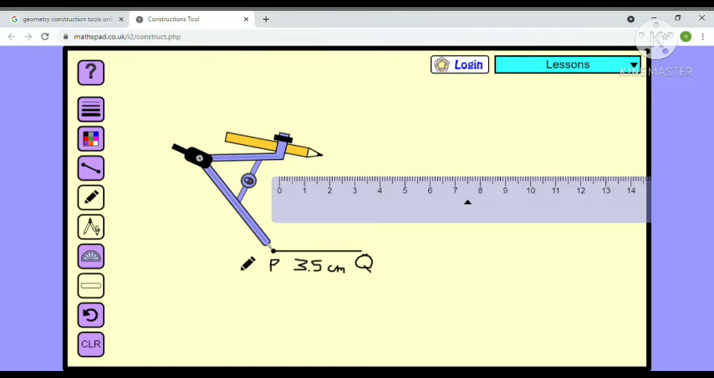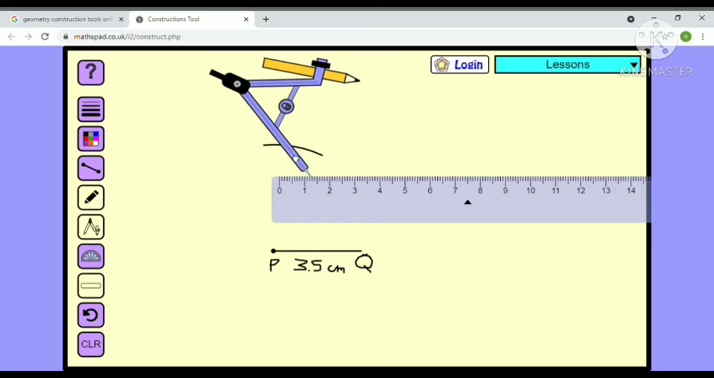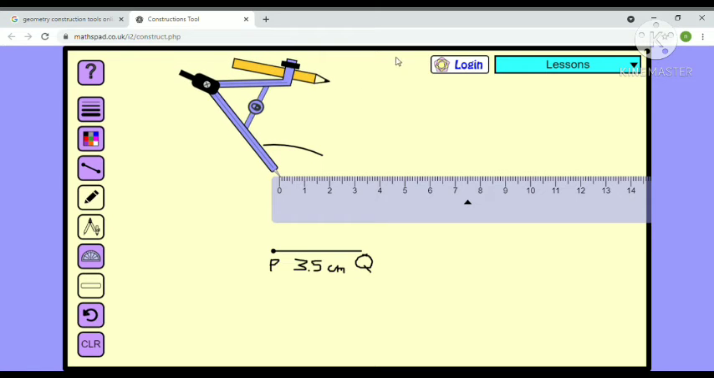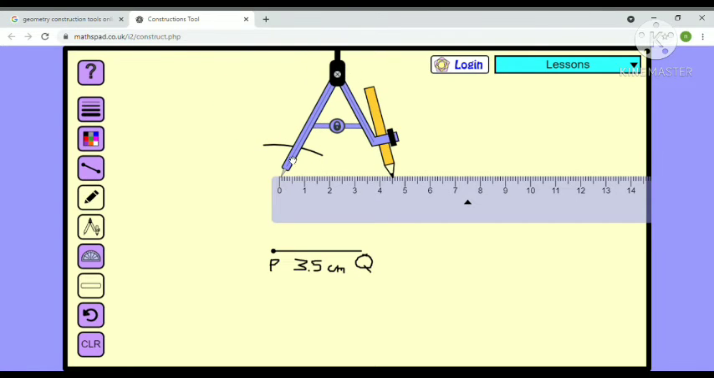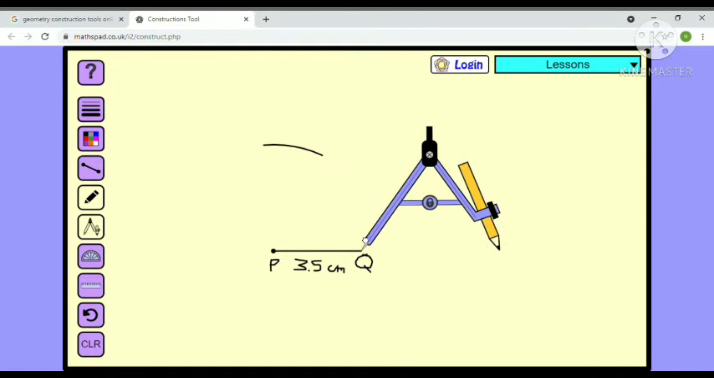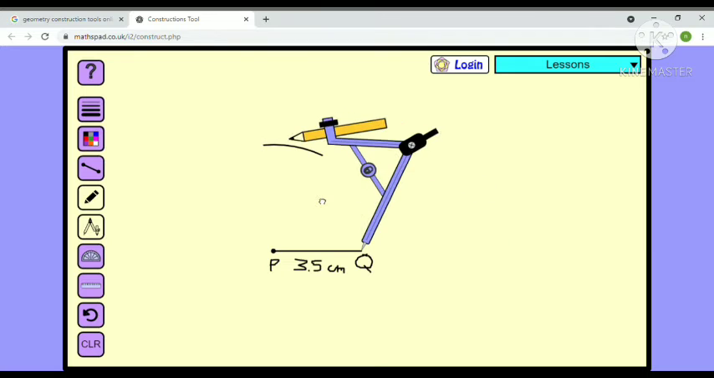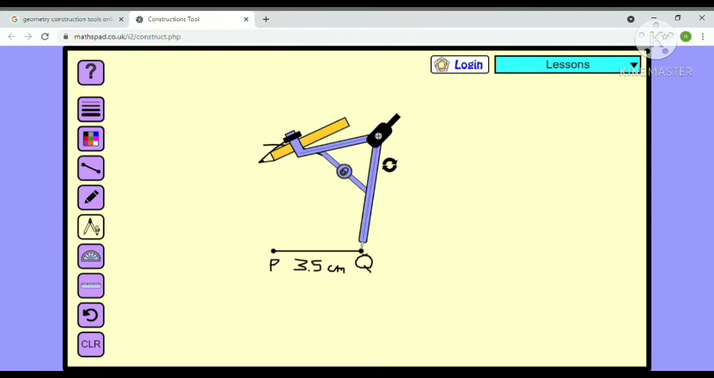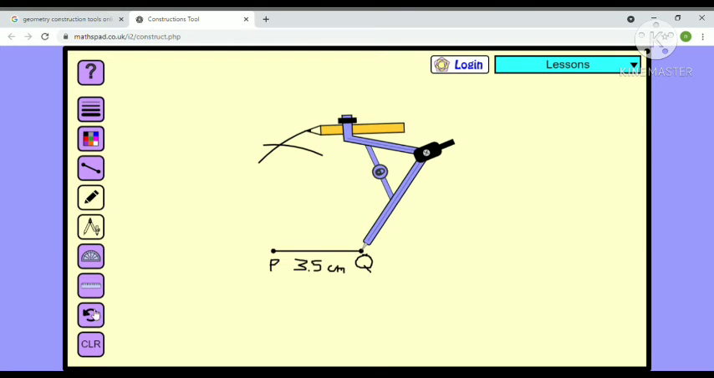And next step is, with Q as center, draw an arc with radius 5.5 centimeter. So let us take the ruler and let us take the measure 5.5 centimeter in the compass. Now by keeping it at point Q, let us draw another arc. And here we have obtained an intersection point.